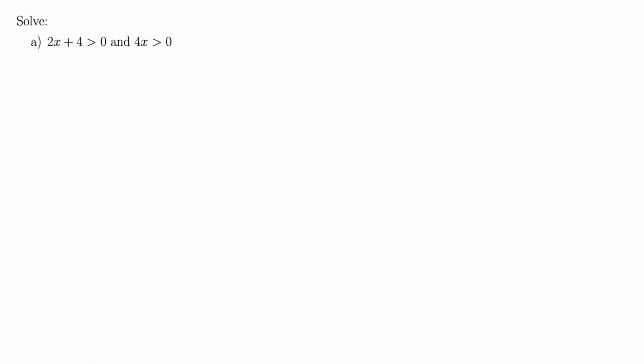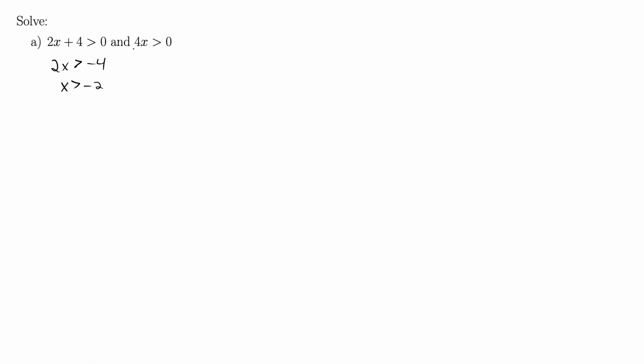This one asks us to solve 2x plus 4 greater than 0 and 4x greater than 0. We treat the inequality sign as if it were an equal sign and essentially solve for x here. So let's do that. In this, we have 2x plus 4. I'm going to subtract the 4 from both sides. That gives us 2x greater than negative 4. Dividing by 2 gives x greater than negative 2.